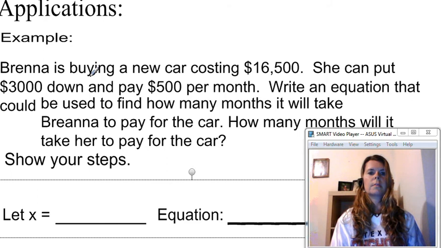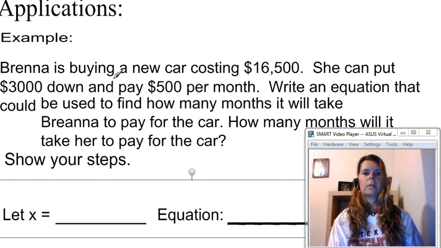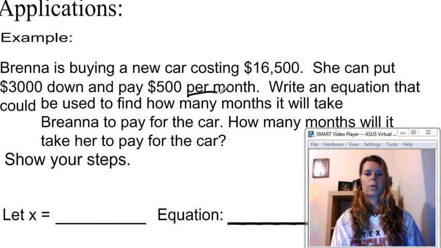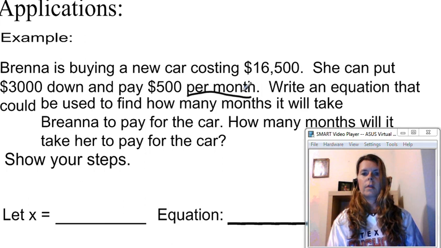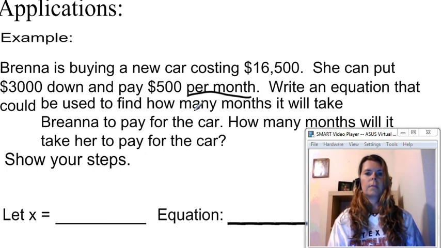Brenda is buying a new car costing $16,500. She can put $3,000 down and pay $500 per month. When you see that word per month, that means it's $500 times 1 month, $500 times 2 months, depending on how many months there are. Write an equation that could be used to find out how many months it will take Brenda to pay for the car. How many months will it take her to pay for the car?